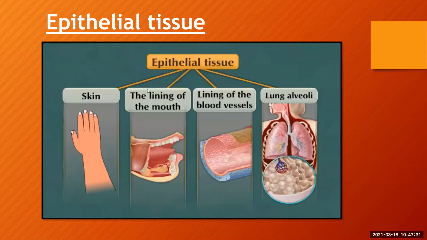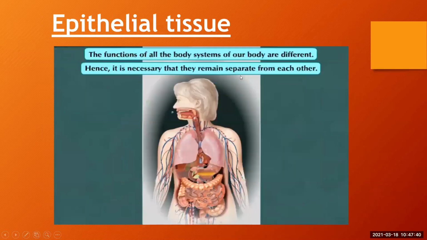Now here the epithelial tissues are present in the skin, then the lining of the mouth, lining of the blood vessels, then lung alveoli. The functions of all the body systems of our body are different. Hence, it is necessary that they remain separate from each other. Now, who will keep the different organs of our body separate from each other? Of course, the epithelial tissues, the lining of the epithelial tissues will separate them from one organ to another organ.